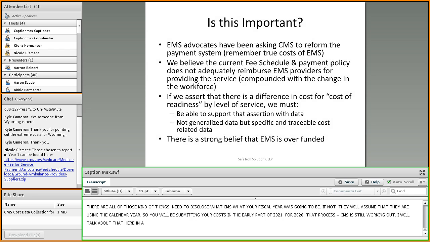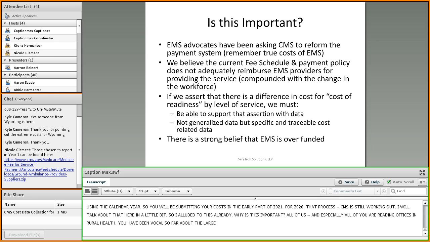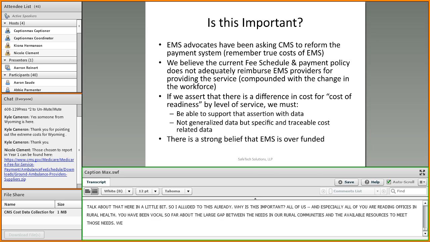As many of you know, governmentals often use October, September. There could be the June, July. There's all of those kinds of things. But you needed to disclose to CMS what your fiscal year was going to be. If you did not, they will assume that you're using the calendar year. So you'll be submitting your costs in the early part of 2021 for 2020. That process, CMS is still working out. I'll talk about that here in a little bit.